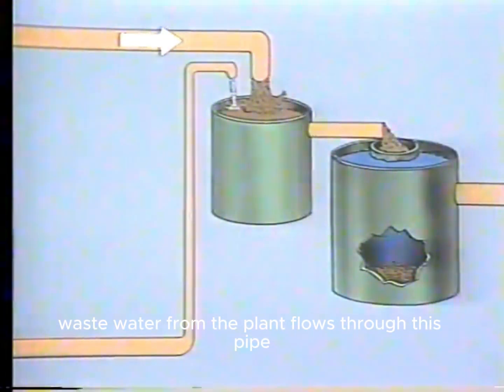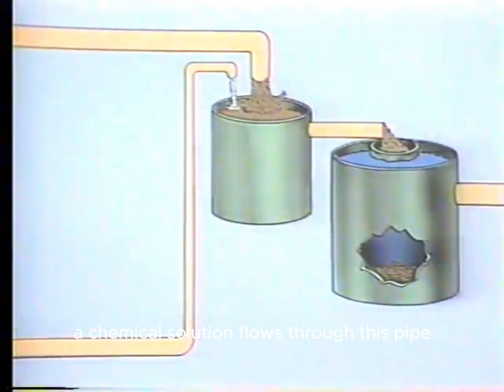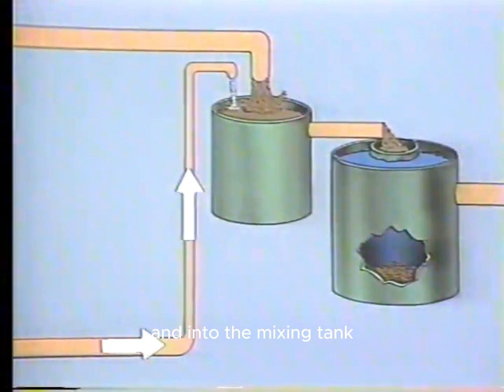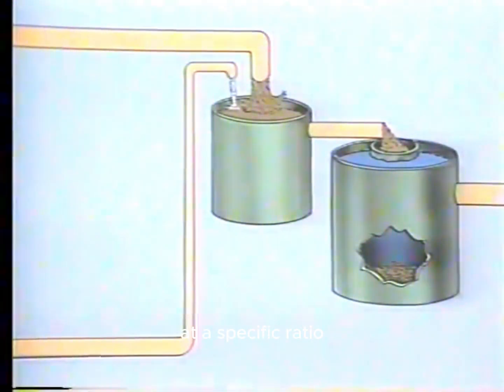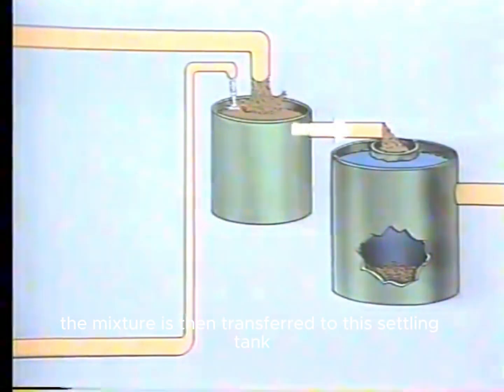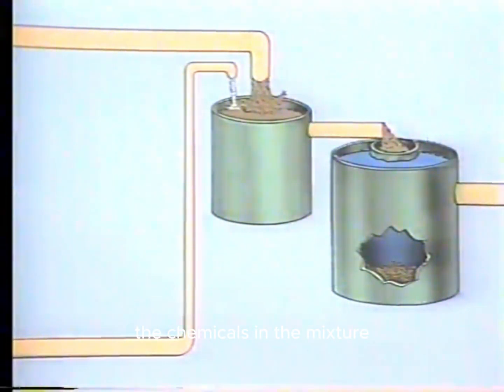Wastewater from the plant flows through this pipe and into the mixing tank. A chemical solution flows through this pipe and into the mixing tank, where the wastewater and chemical solution are mixed at a specific ratio. The mixture is then transferred to this settling tank. The chemicals in the mixture cause suspended particles to settle to the bottom of the tank.